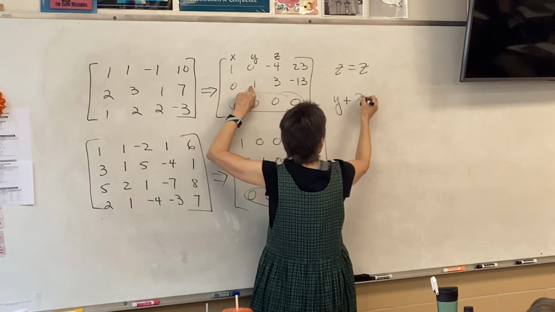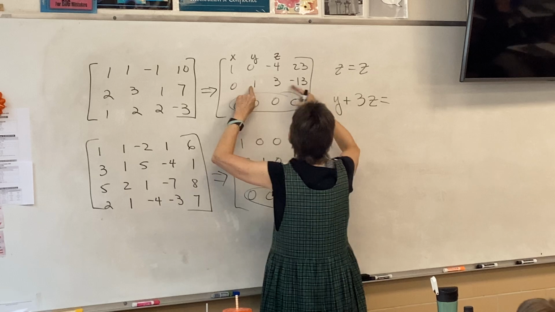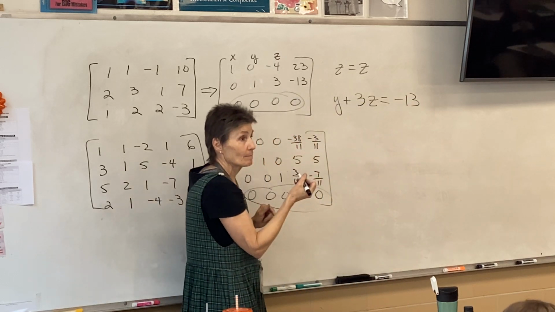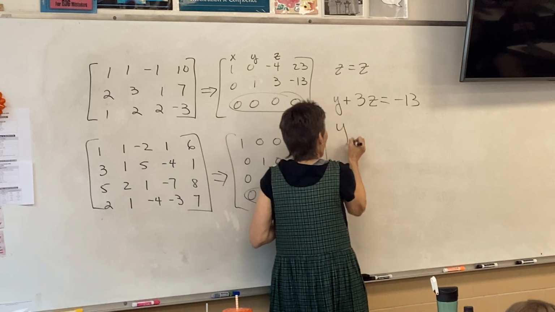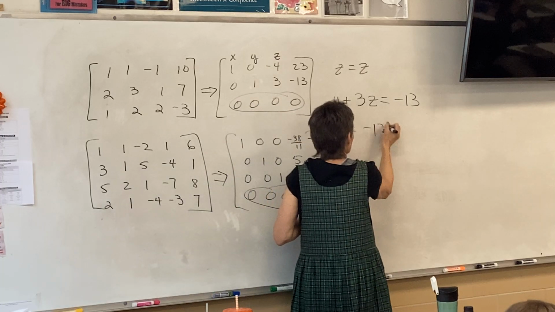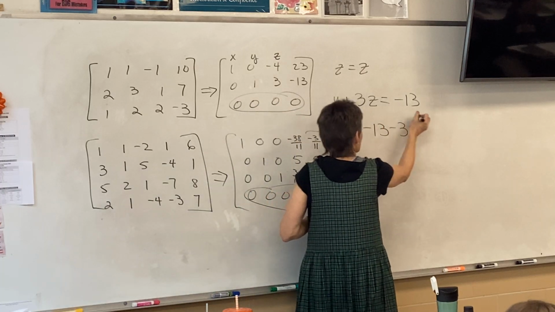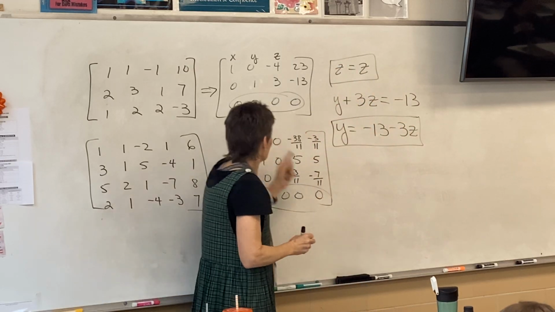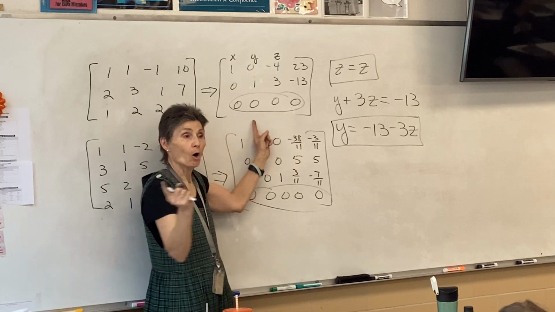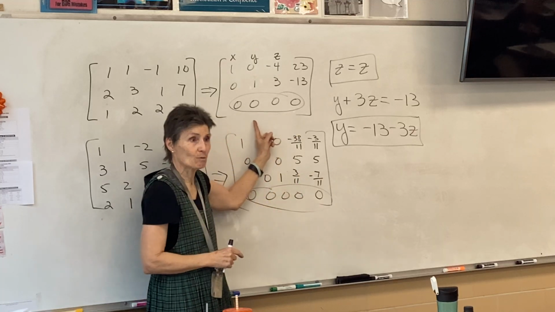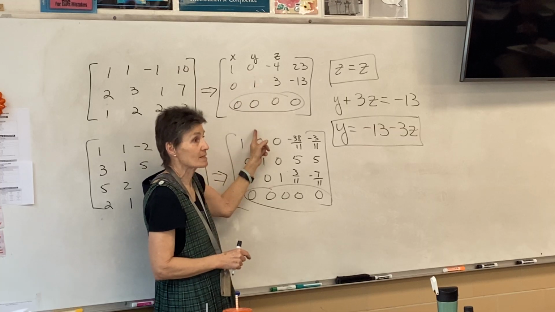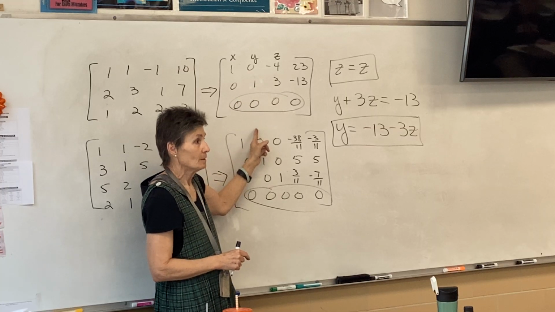Y plus 3Z equals negative 13. So Y equals negative 13 minus 3Z. So Z, the all zero row, is the Z row. This is the X row, the Y row. This is the Z row.